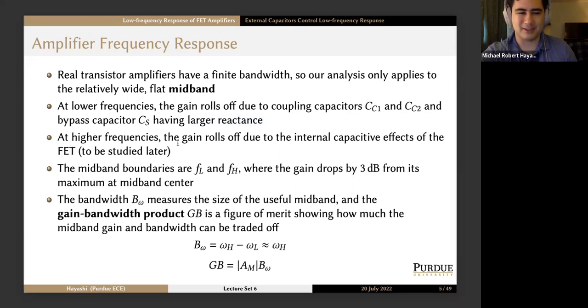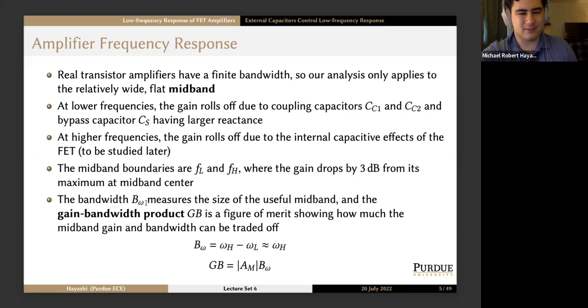until the next topic. So the midband boundaries are f_L and f_H, where the gain drops by 3 decibels from its maximum at the midband center. Similarly, you can multiply these by 2π to get your radian half-power frequencies, ω_L and ω_H. In this class, we like to deal with ω more than f. A lot of people think in hertz, but we find the math is easier with radians per second, so we'll stick to radians per second.